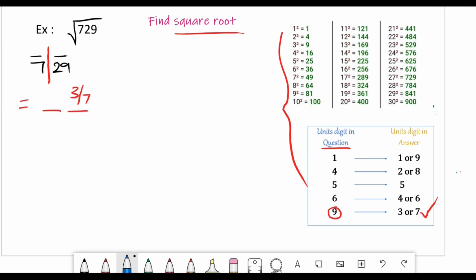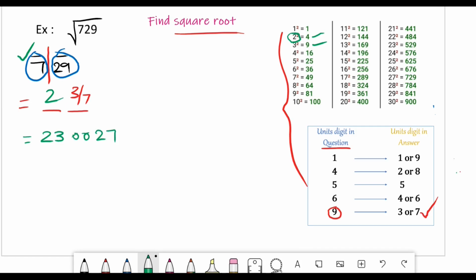Now ignore the last 2 digits of the given number. What is the remaining part of the number? The remaining part of the number is 7. Now we have to find the 7 from these squares. 7 lies in between 4 and 9. Among these, 2 is the smallest number. Hence we can take 2 as the tens digit of the answer. Now clearly we can say the answer will be either 23 or 27.